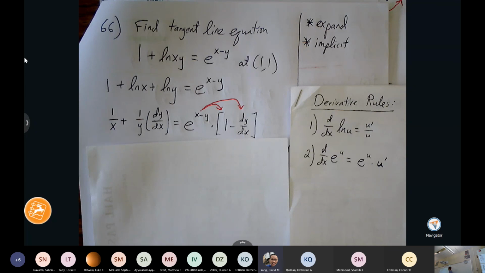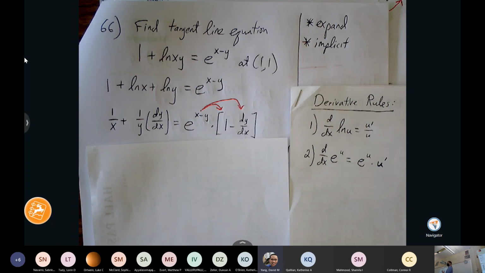So e to the x minus y, your derivative involving y will always be the original problem. So you're always going to copy down the original problem. The original term is always going to be part of your derivative. And then we look at the exponent. So the exponent, we have to take its own derivative separately. So x becomes 1 and y becomes dy/dx. So that completes the calculus portion.